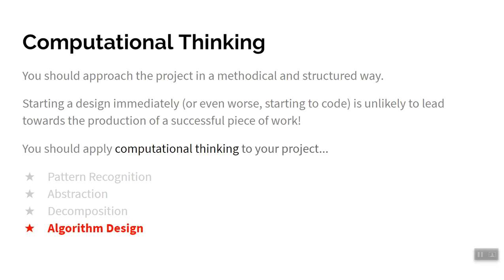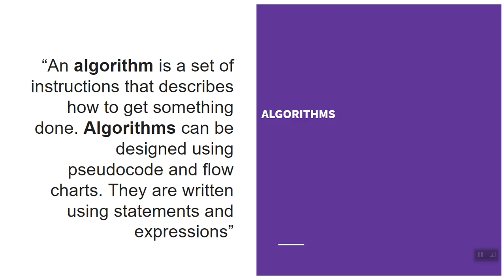Okay, so let's remember what an algorithm actually is. It's a set of instructions that describes how to get something done. Algorithms can be designed using pseudocode, which is something we're going to talk about in this lesson, and flowcharts. They are written using statements and expressions. So you should be comfortable with what an algorithm is if you're a GCSE computing student.